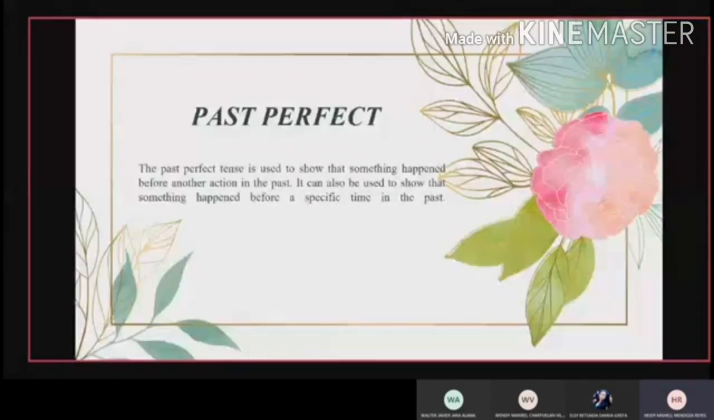Okay, past perfect is used to indicate that one event occurred before another in the past. It does not matter which event is mentioned first, because the verb tense makes clear the temporal order in which they occur. The past perfect is used to show that something happened before another action in the past. It can also be used to show that something happened before a specific time in the past.